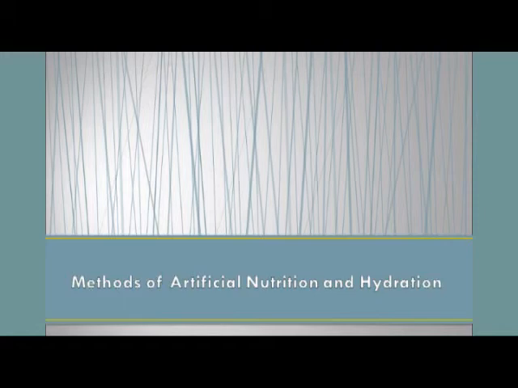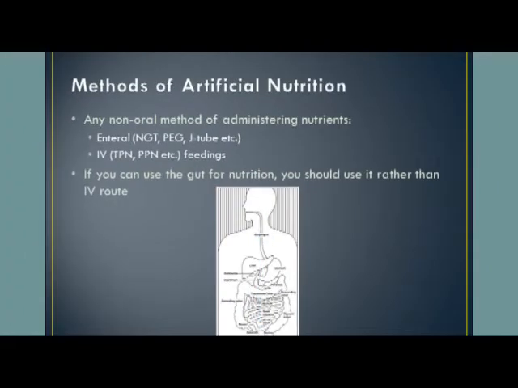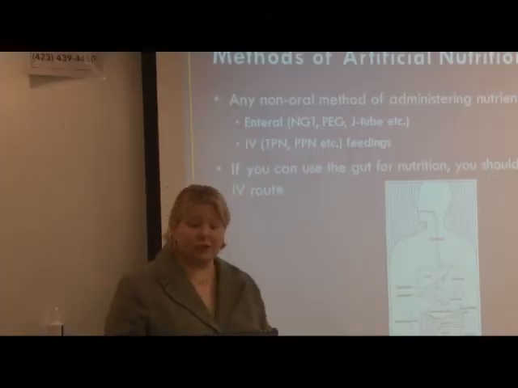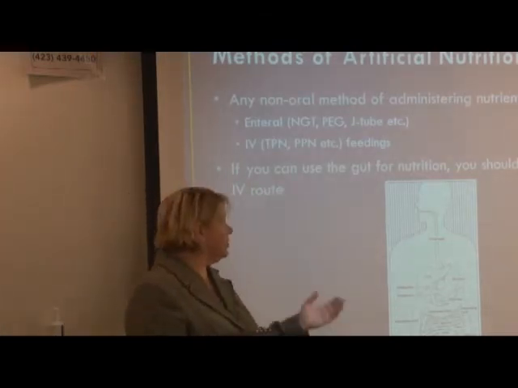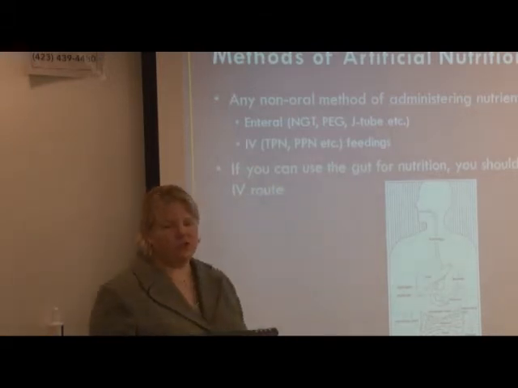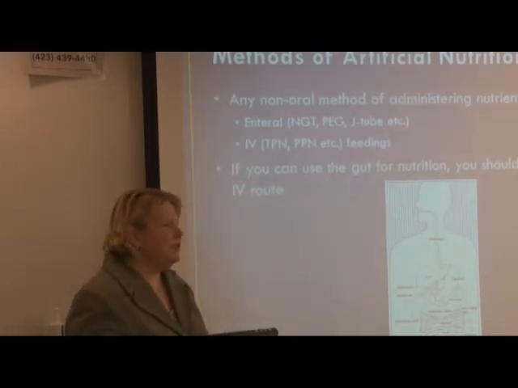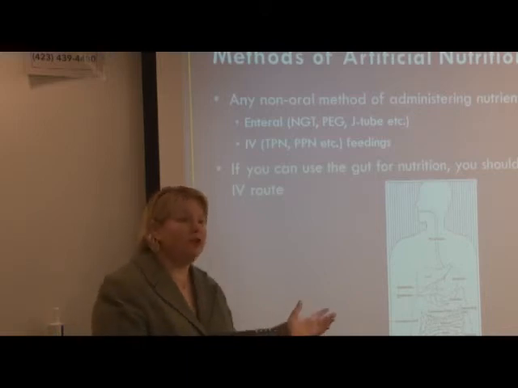So, we call artificial nutrition any non-oral method of administering nutrients. It can be enteral, which means into the gut. So this is by nasogastric tube, PEG tube, which is a G tube, which is placed directly into the stomach. A J tube is placed into the jejunum. So we put all kinds of tubes into people, and then we can dump tube feeds in there, and they go straight into the gut. Or we can use an IV line, and we can use total parenteral nutrition, that's TPN. PPN is partial parenteral nutrition, which is usually used if people are still taking some food but not enough.